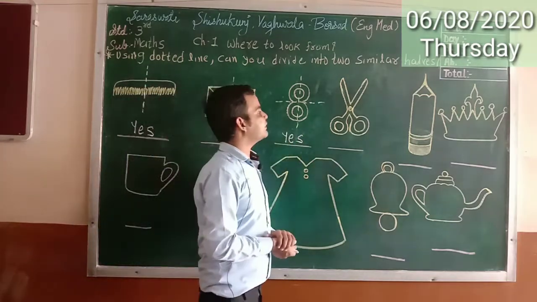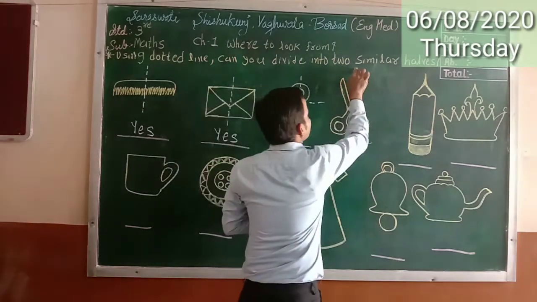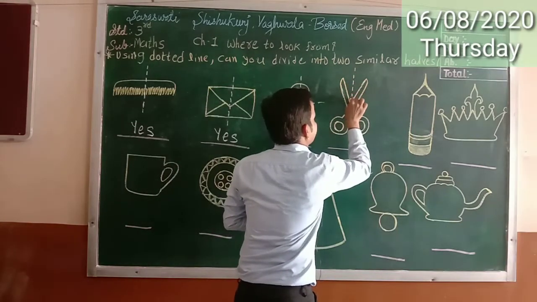Now let's see the fourth figure, scissors. Here first of all we have to divide it using a dotted line.